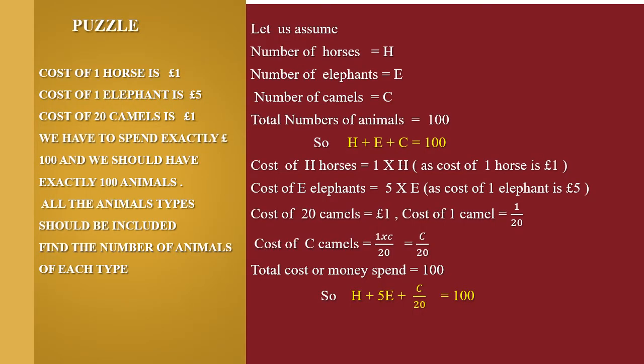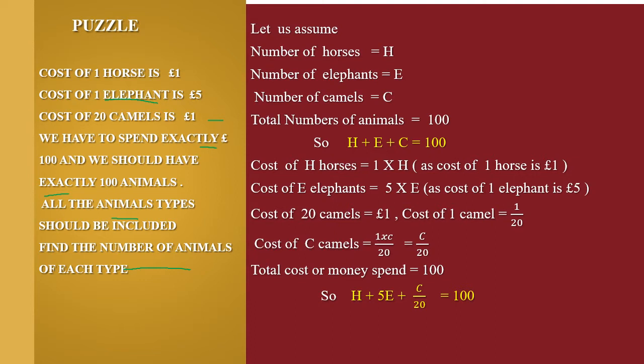Now, what is the puzzle? The cost of one horse is £1. The cost of one elephant is £5. The cost of 20 camels is £1. We have to spend exactly £100 and we should have exactly 100 animals. All the animal types should be included, which means that we have to take horses, elephants and camels, and we have to find how many of each animal we are taking.